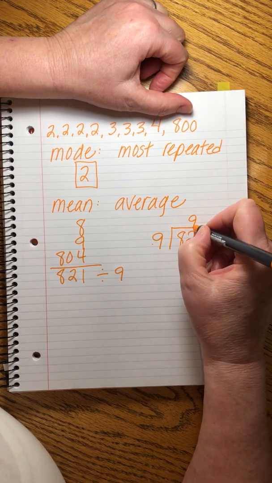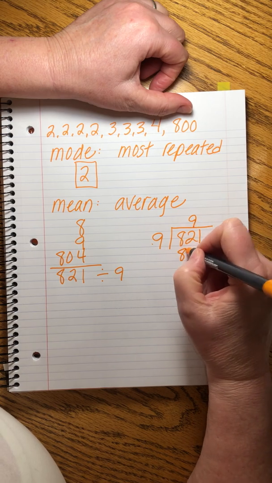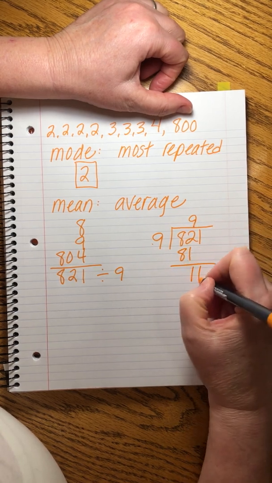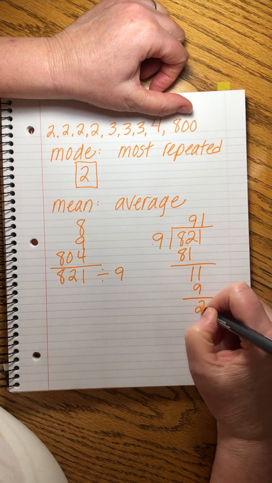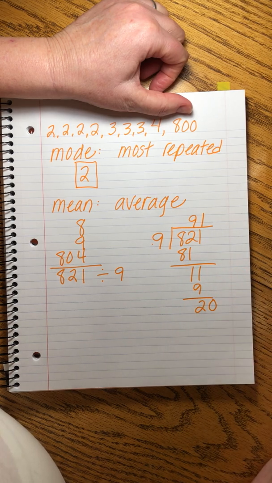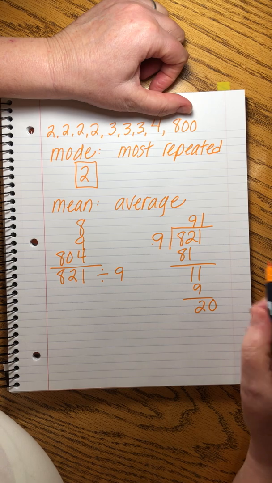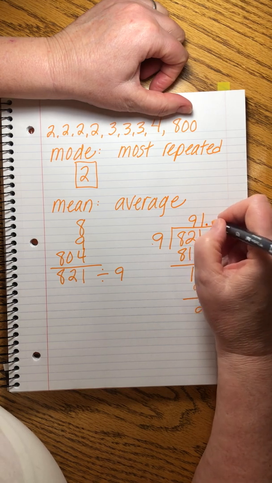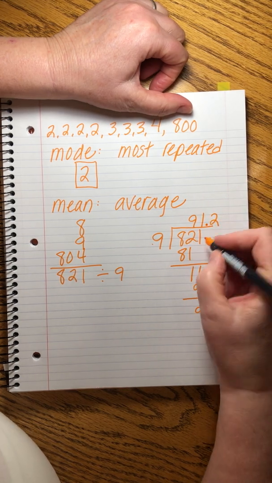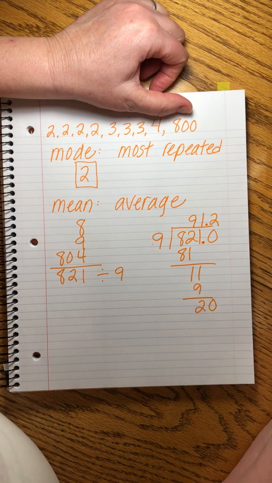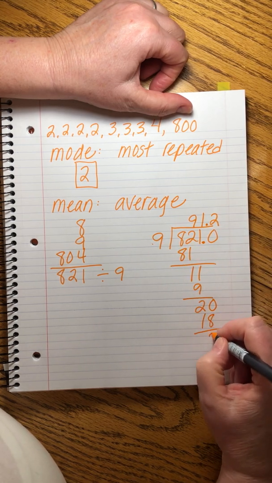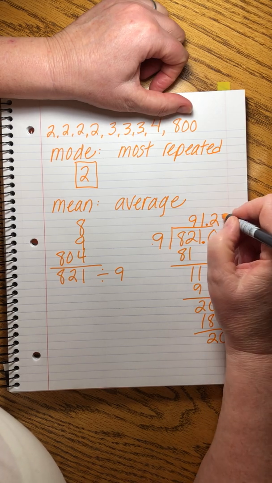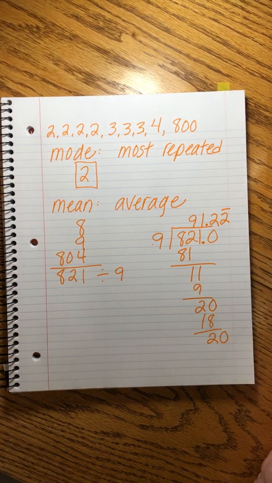Let's see, it goes in there 9 times. 81, and then it goes in there once, bring down the 0, put the decimal in, right, because we've got a decimal here, but we can keep adding zeros. It goes in twice, 18, now we subtract and get a 2. We see we're going to be doing this forever. That 2 is going to repeat.